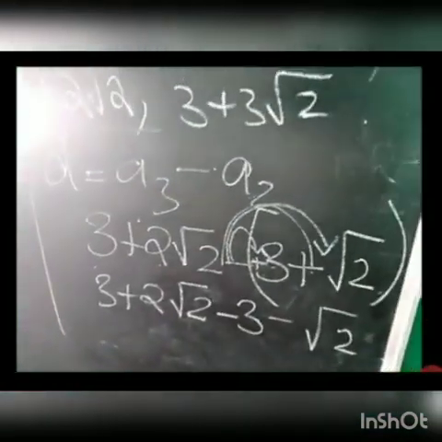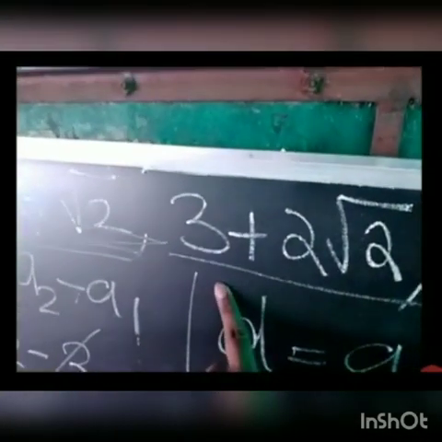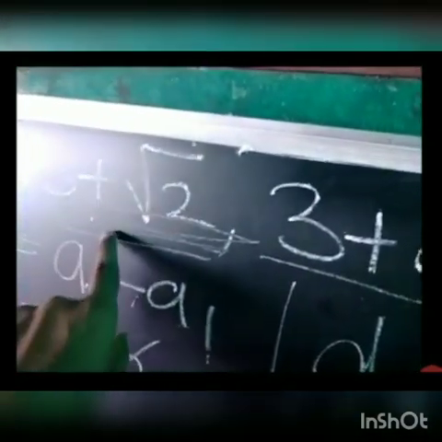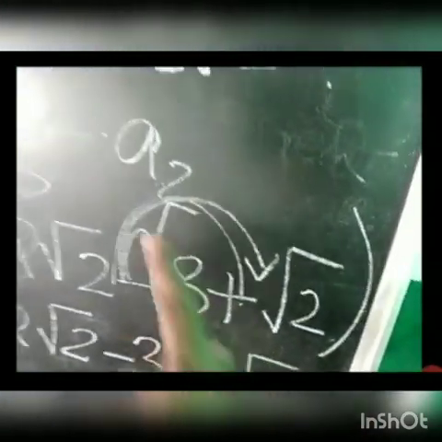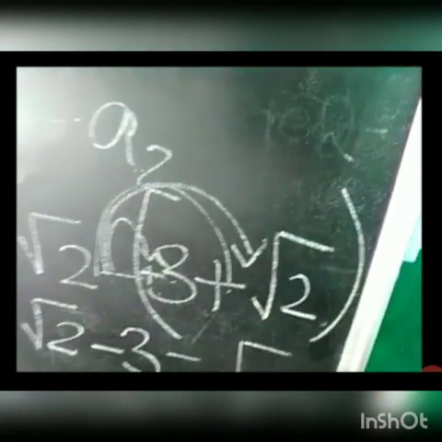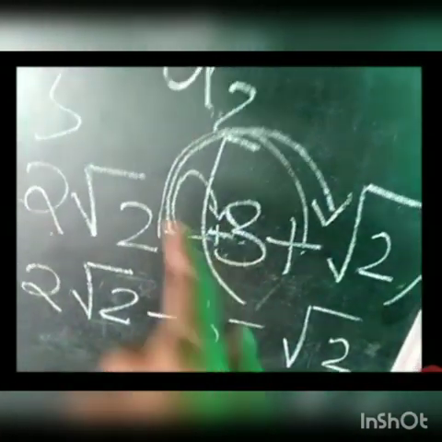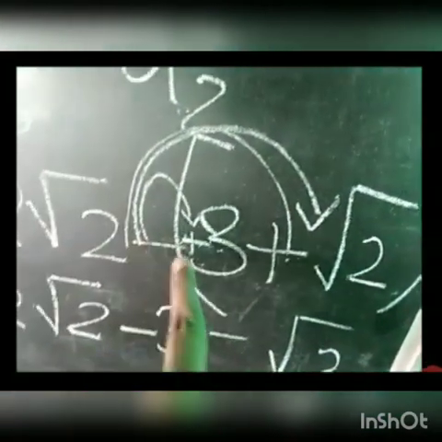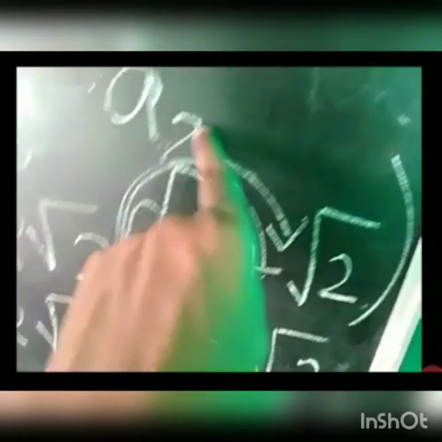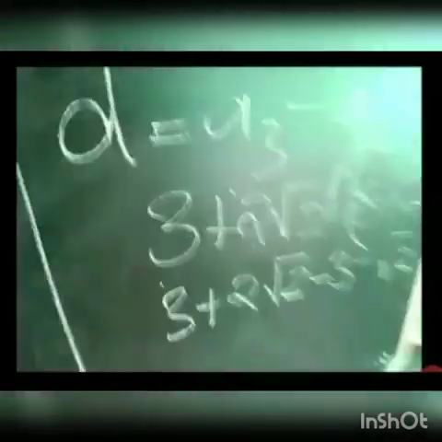We got D as A3 minus A2. A3 is 3 plus 2 root 2. A2 is 3 plus root 2. So we are going to subtract. But we are having two terms in the value of A2, so put it in the bracket. Then we have minus sign here. This minus will be getting multiplied with the inner terms also. Nothing means plus. So minus into plus is minus. Again this minus into plus is minus. Got it clear? Now you have to calculate.